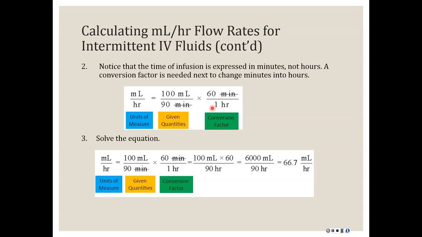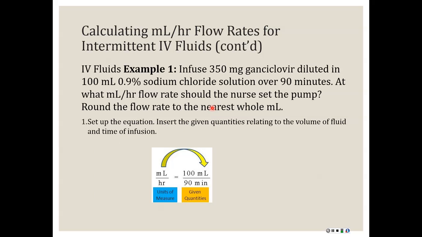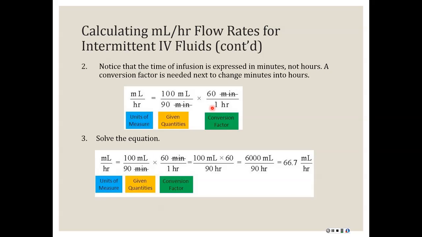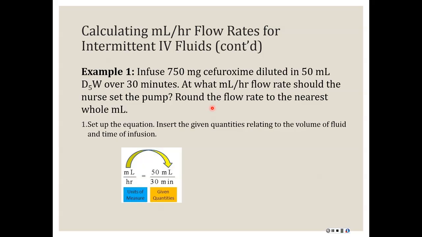Okay, when we put that into our calculator, 100 times 60 divided by 90, you would get 66.7. If we look back at our directions, it said to round to the nearest whole number. So your answer then at that point would be 66 milliliters per hour. All right, and this just kind of says again that that dosage was actually unnecessary, and we check it for accuracy at the bedside, but it's not used to calculate the flow rate in this instance.